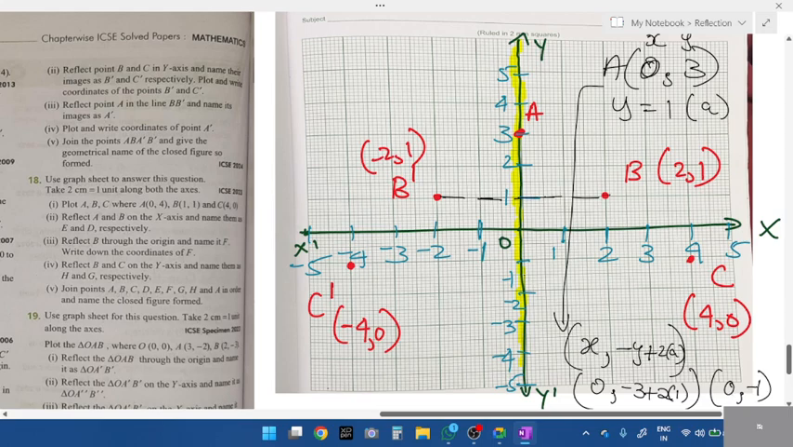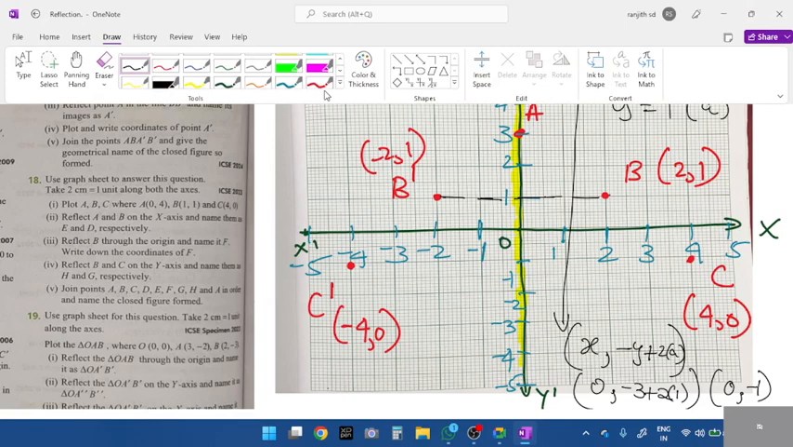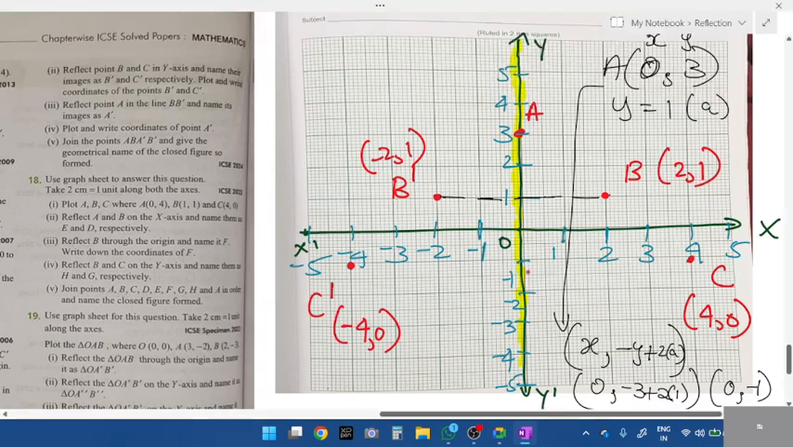Where does this point lie? 0 comma minus 1. This calculation is important. You can do this calculation or even without calculation, I'll tell you. Where is the mirror, students? Is it on the x-axis or the B and B dash line?